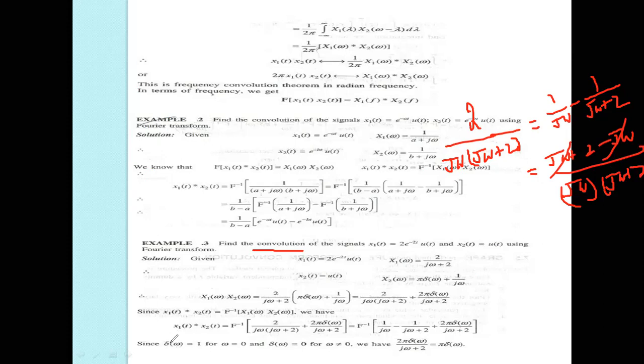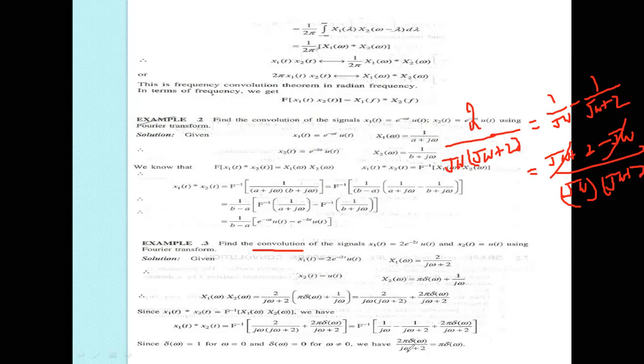The delta omega is equal to 1 for omega equal to 0, and delta omega is equal to 0 for omega not equal to 0. So we have 2 pi delta omega by j omega plus 2 is equal to pi into delta omega, 1. Why is it? You see here, the delta omega is equal to 1 for omega equal to 0.